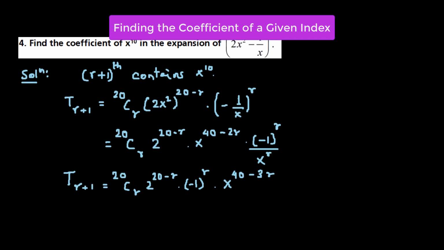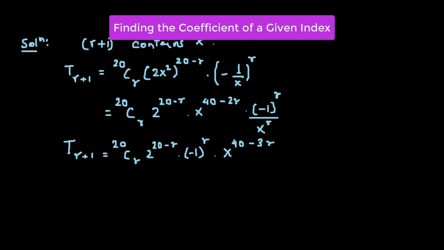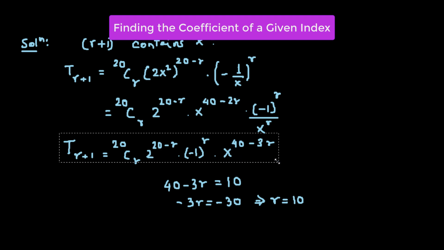Now to find x raised to the power of 10, we equate 40 minus 3r, which is the exponent of x, equal to 10. Then we solve for r, and that gives us negative 3r is equal to 10 minus 40, which is negative 30, so r is equal to 10. Now we substitute the value of r into t r plus 1. Let's copy this value.